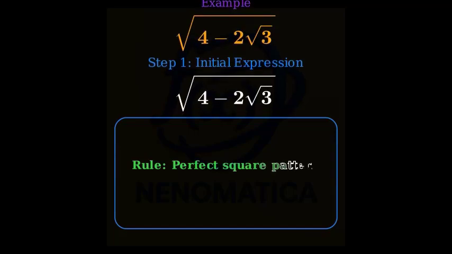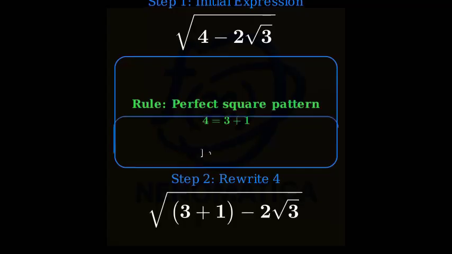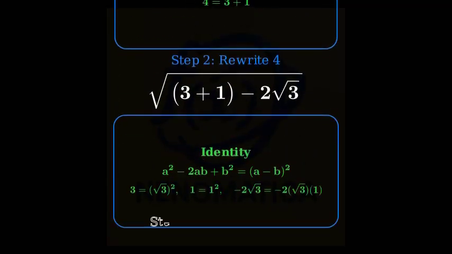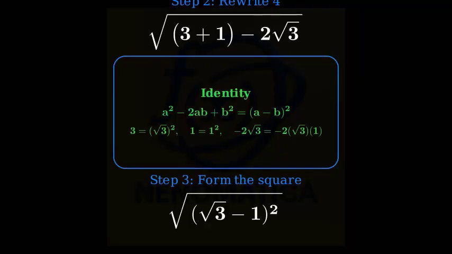Step 2. Rewrite the number 4 as 3 plus 1 to prepare a perfect square pattern. Step 3. Recognize the perfect square trinomial. Since 3 equals the square of root 3, and 1 equals 1 squared, and the middle term matches negative 2 times root 3 times 1, we can rewrite the inside as the quantity root 3 minus 1 squared.